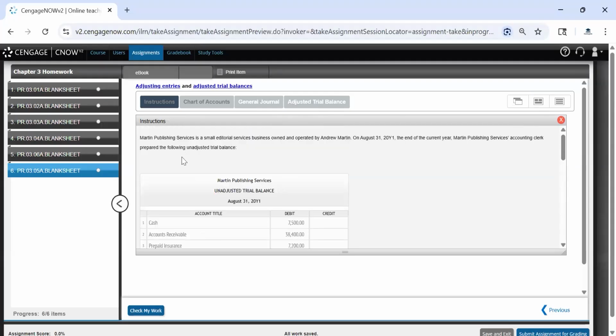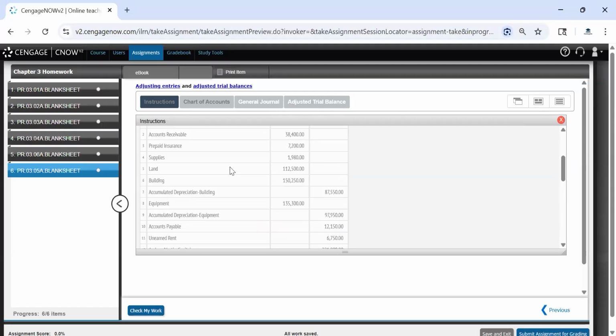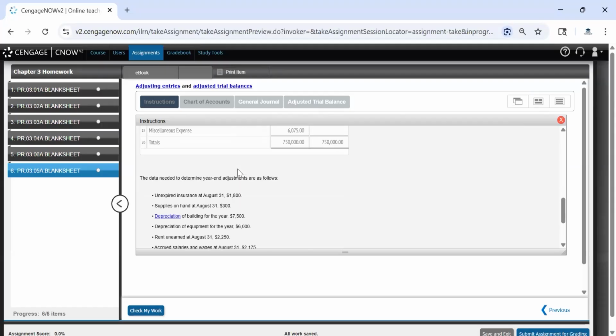Now, we can see the unadjusted trial balance here. It's as of August 31st, so all of our journal entry dates will be as of the last date of the period, August 31st. And these are the amounts that we have. Data needed to determine the year-end adjustments are as follows.